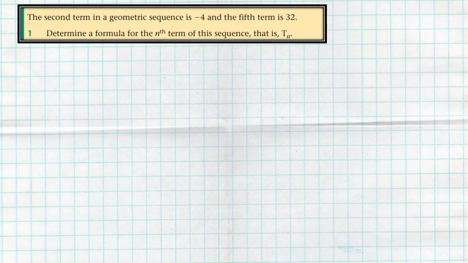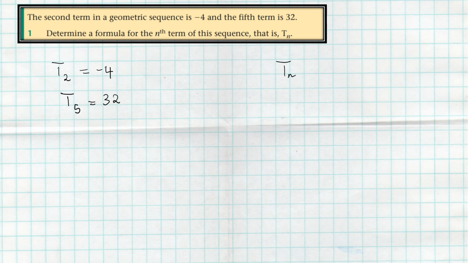Okay, the question goes like: the second term of a geometric sequence is minus 4. How can we represent this? Term number 2, which is the second term, is minus 4, right? And the fifth term is 32. This is term number 5. It's 32. So the question says, determine the formula of the nth term of this sequence, that is Tn. Determine the formula of the nth term, right?